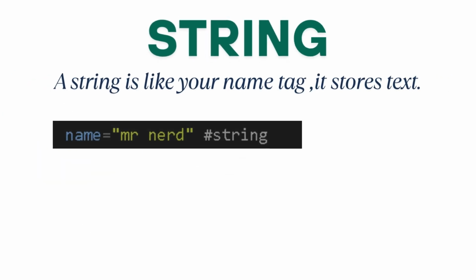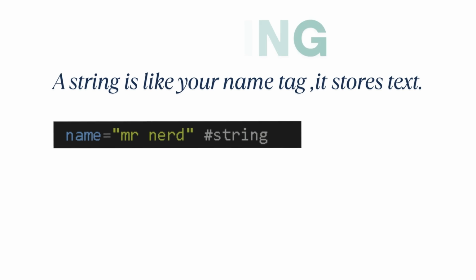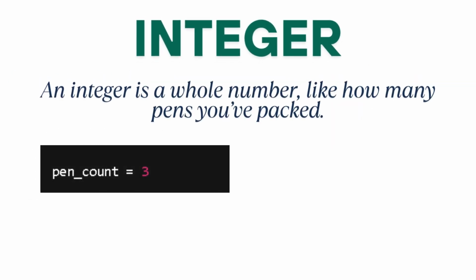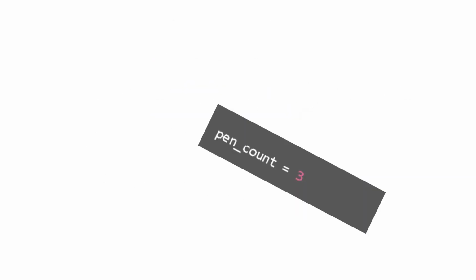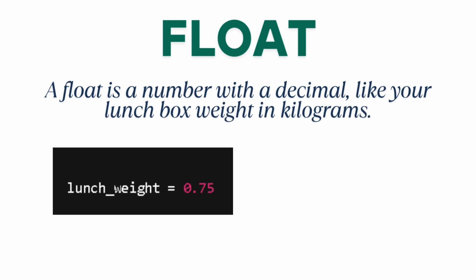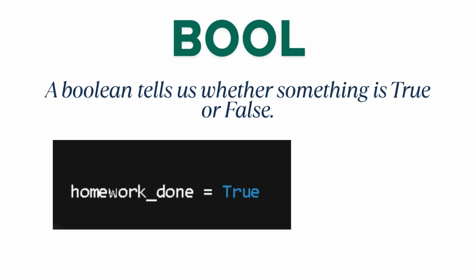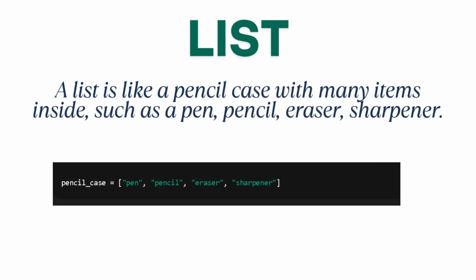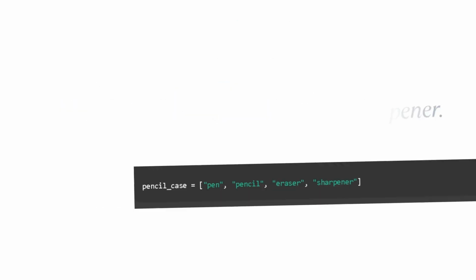Okay, let's see, we have here a string. To store text type data, we use string. Then we have integer. To store whole numbers or natural numbers, we use integer. Then we have float. To store decimal numbers or fractional numbers, we have the float type. Then we have boolean for true-false conditions, like whether this homework is done or not. Then we have list. To store similar types of data together, we use the list. Okay, so I think it's clear.